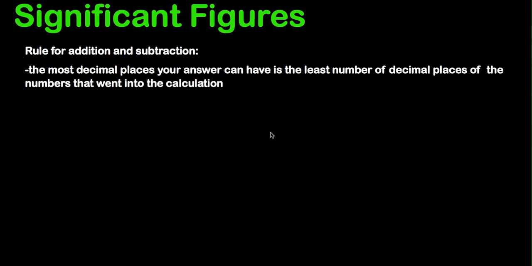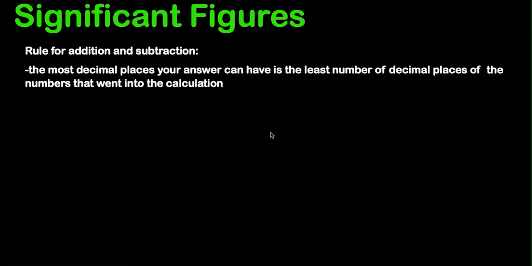This video is going to demonstrate how to appropriately use the rule for significant figures for addition and subtraction. What we will do first is just simply state the rule and then try to demonstrate that with examples to give you some understanding. The rule simply says the most decimal places your answer can have is the least number of decimal places of the numbers that went into the calculation.